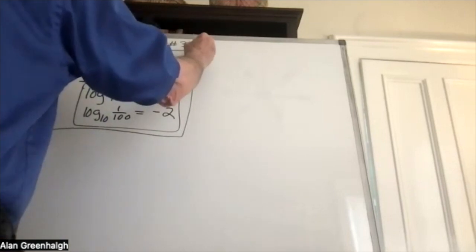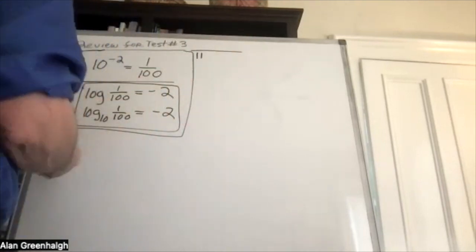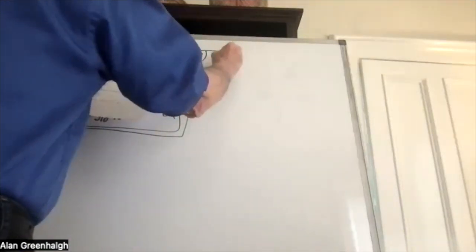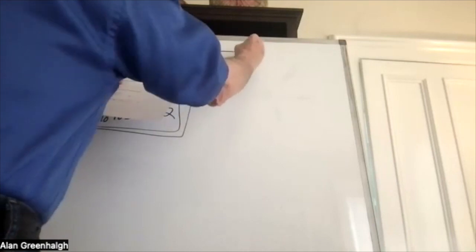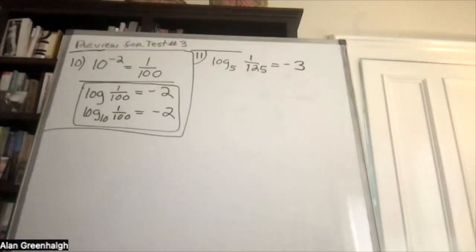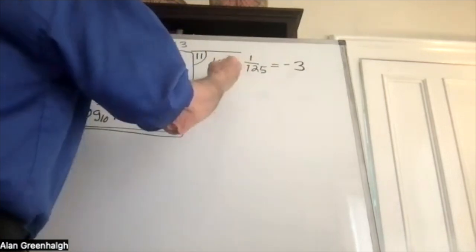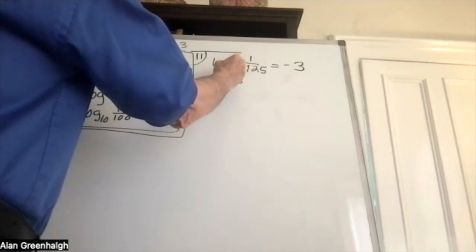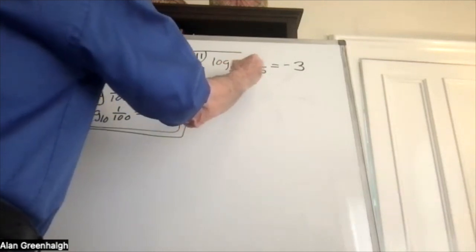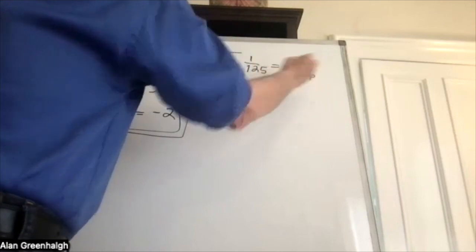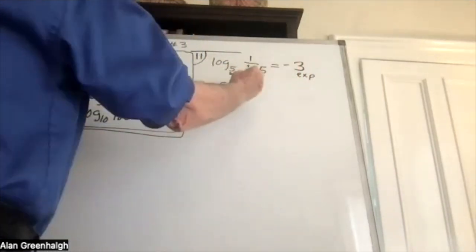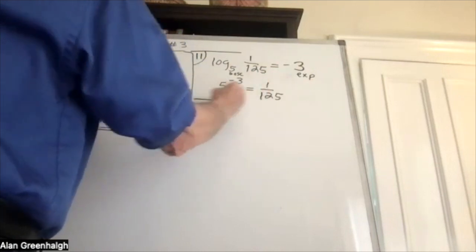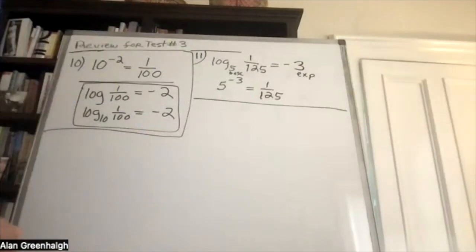Okay, number 11 is the opposite question. That's giving you an expression in logarithmic form, and you're asked to change this to exponential form. So you're going backwards. This is called the base, this is called the exponent. The base to the exponent is equal to the number. And that's question 11.